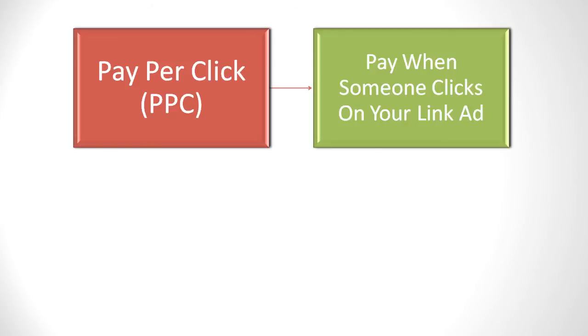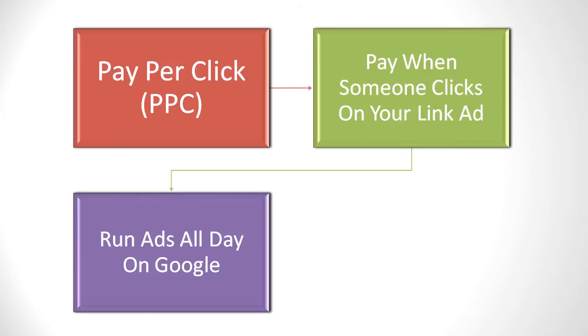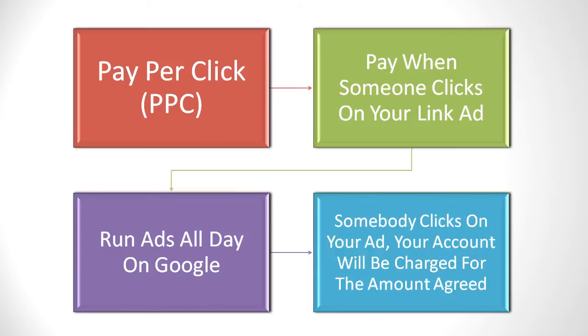Pay-per-click, or PPC. This is a form of paid traffic where you only pay when someone actually clicks on your link advertisement. For example, you could run ads all day on Google and not pay anything if nobody clicks them. However, every time somebody does click on your ad, your account will be charged for whatever the amount is you agreed to pay per click.